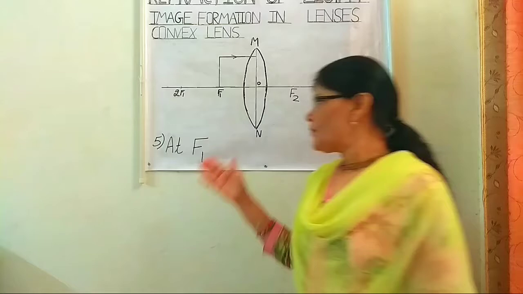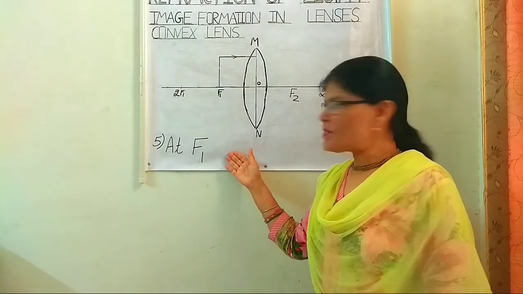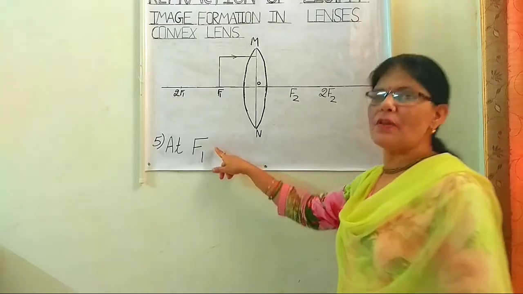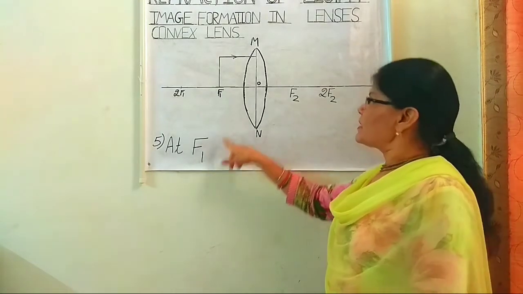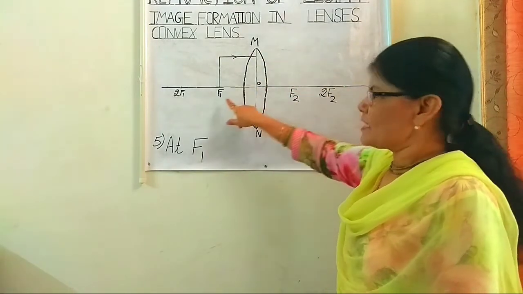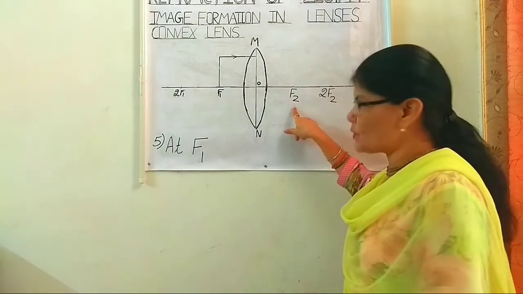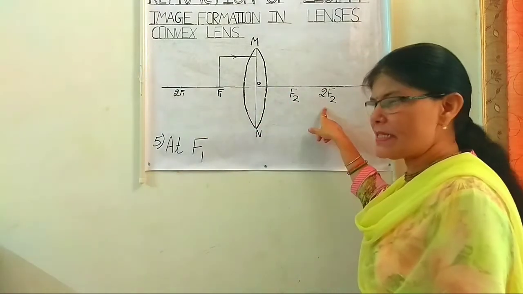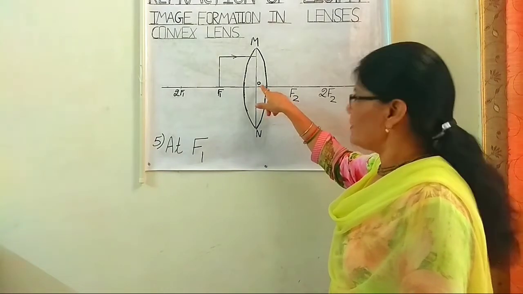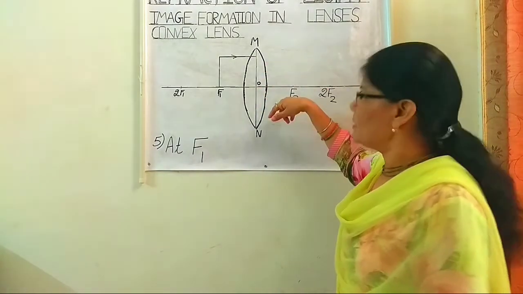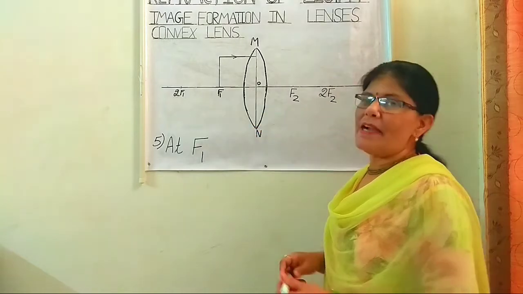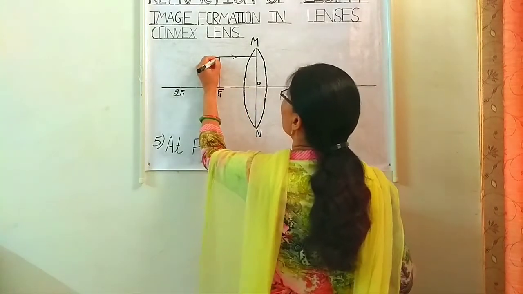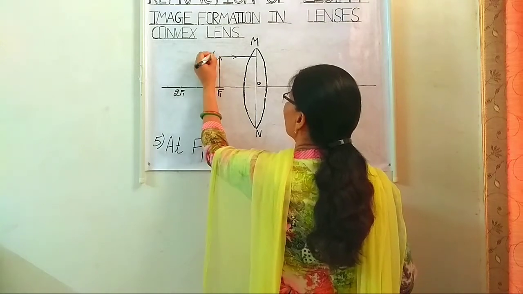The fifth case is where the object is at F1, where our object is at the principal focus. So again, convex lens, this is principal focus 1, principal focus 2, 2F1, that is center of curvature first, and center of curvature second. Optical center is here. This is MN, aperture. Our object is at F1, that is principal focus 1. This is our object, A and B.